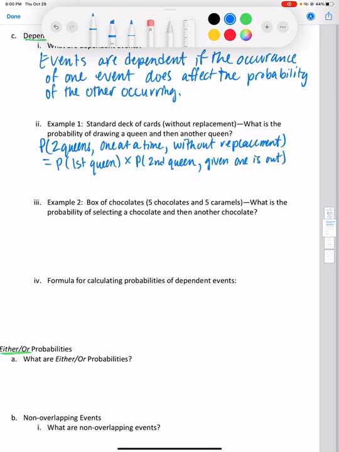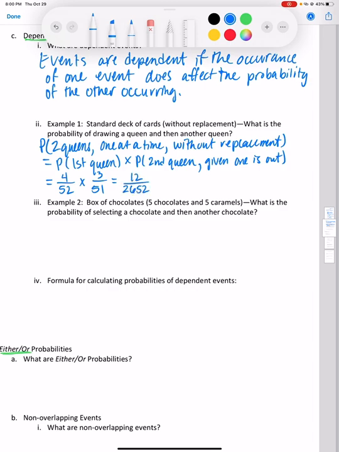Okay, so that will affect our theoretical probability here. The chance of getting the first queen: there are 4 queens in the deck, and 52 total cards. We multiply that by the probability of getting the second queen given one is out. So if one card is out, we have 3 queens left, and there are 51 cards left. So we want to multiply those two fractions together.